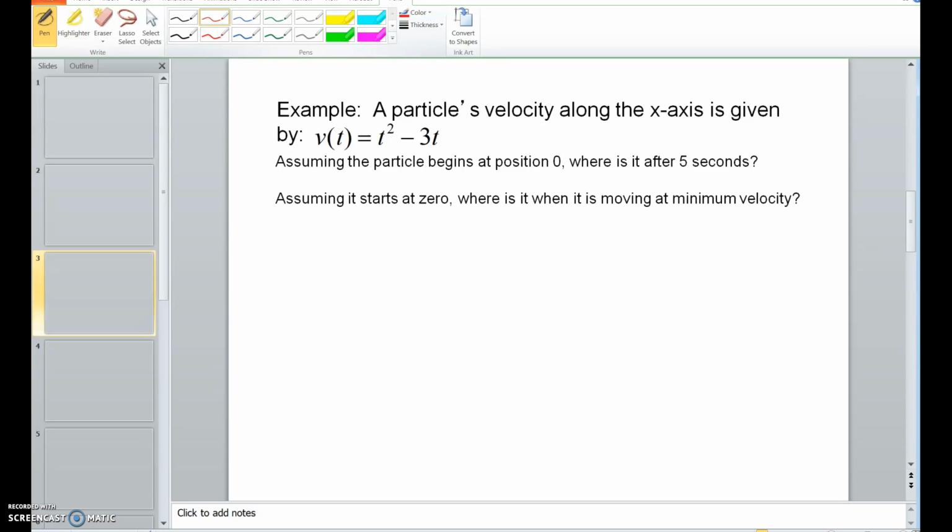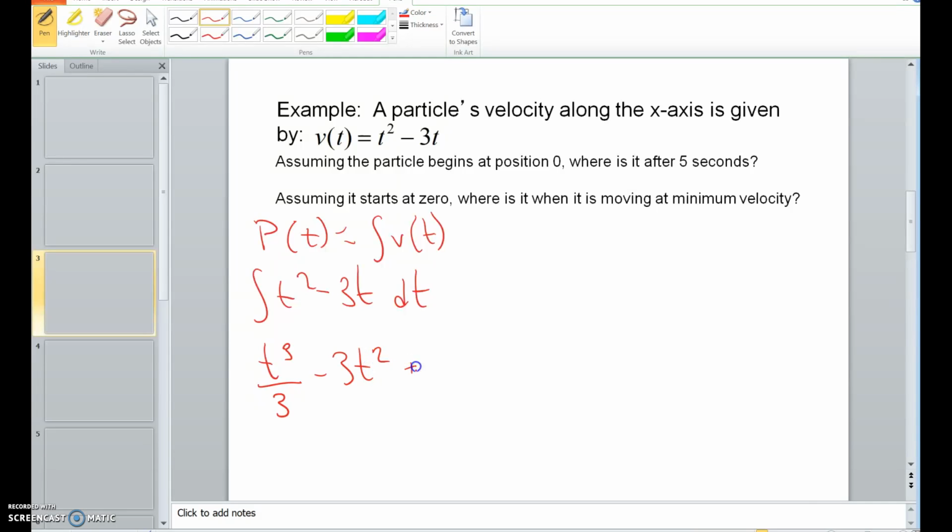We don't have a position function. We only have a velocity function. So in order to go from velocity to position, we want to integrate. So we know that position is the integral of velocity. So we just need to integrate t squared minus 3t. Go ahead and put that in play. We get t cubed over 3 minus 3t squared plus c.